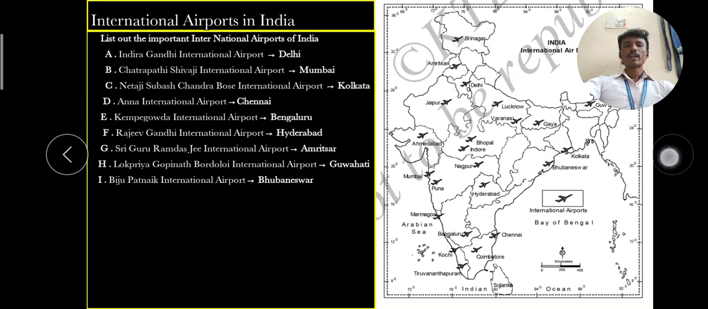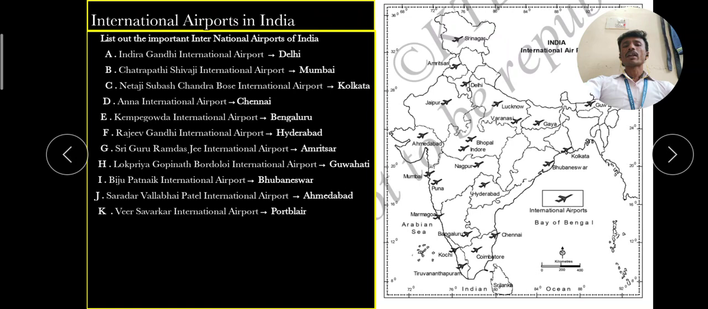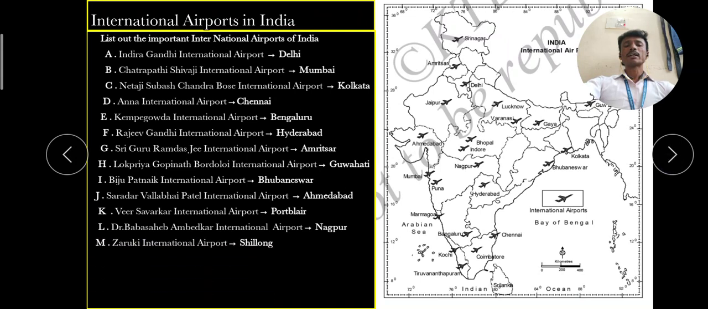So many international airports are there, like Sardar Vallabhbhai Patel International Airport, Ahmedabad, and Veer Savarkar International Airport, Port Blair, and Dr. Babasaheb Ambedkar International Airport, Nagpur, and Umroi International Airport, Shillong. So these are all very important international airports. Lal Bahadur Shastri International Airport, Varanasi. So you should always keep this in your mind.